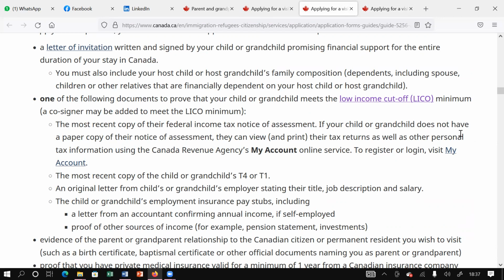If your child or grandchild does not have a paper copy of their notice of assessment, they can view their tax returns as well as other personal tax information. So mind it, you have to stay at least 1 year and you have to submit the income tax certificate you have to show, then you can apply for the super visa.